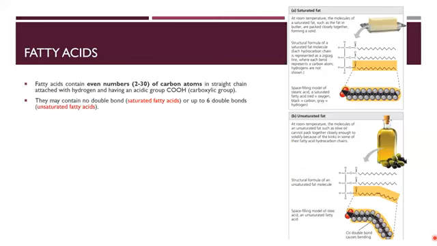Now, they may contain no double bond, means they might be saturated, or they might have up to 6 double bonds, means unsaturated fatty acids. So you can see here, this one is the saturated fat. Okay, saturated fat is having saturated fatty acid. You can observe that all of these bonds are the single bonds. Okay, that's why these are saturated. But here you can see that this fatty acid chain is having the double bonds. So that's why these are unsaturated fatty acids. Okay. So animal fatty acids are straight chain, while plant fatty acids are branched or ringed.